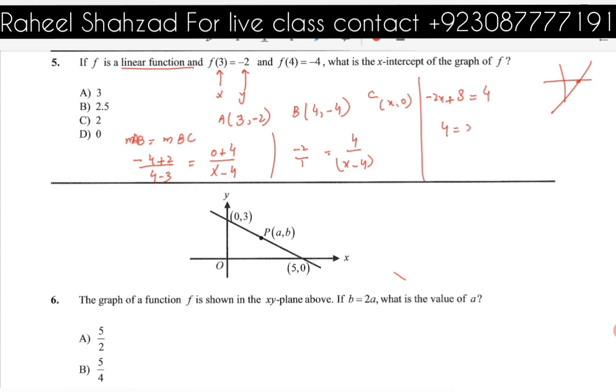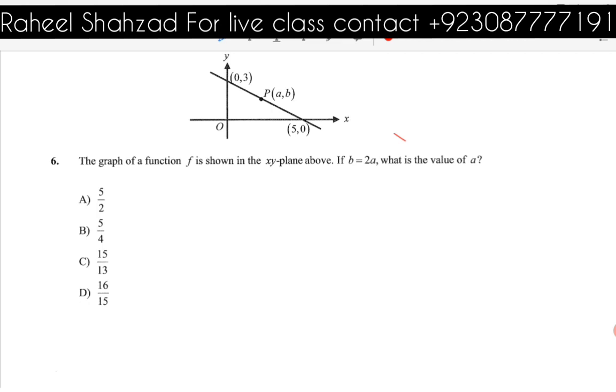So 4 is equal to 2x, x is equal to 2. So C will be my final answer in this case.